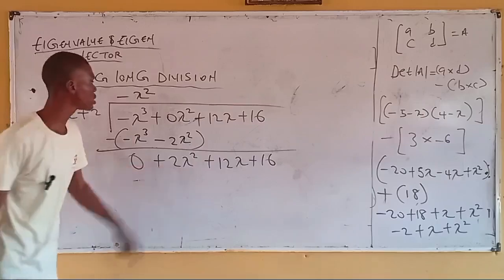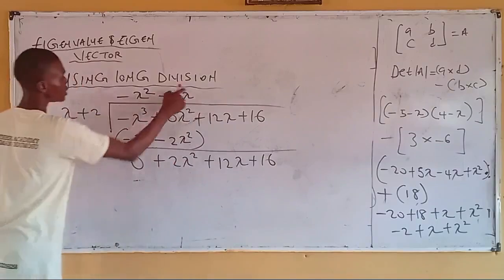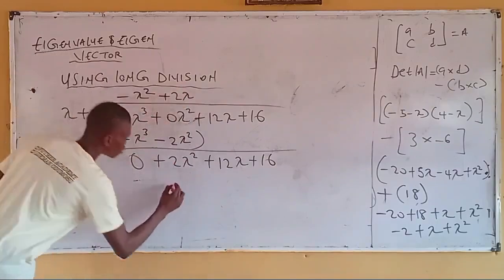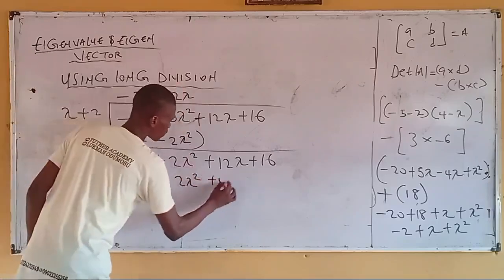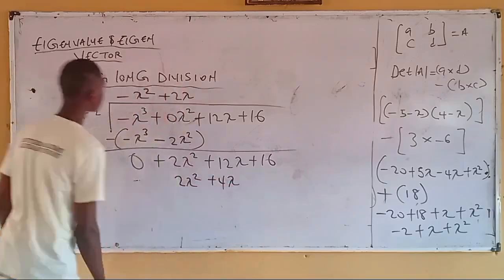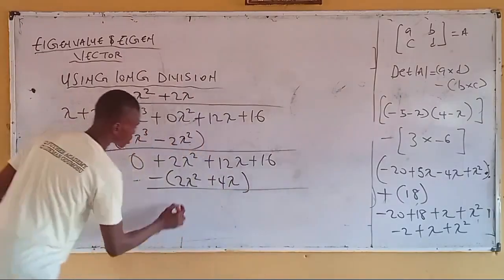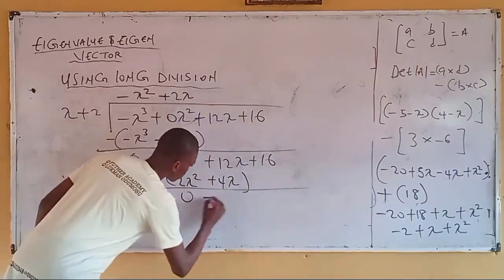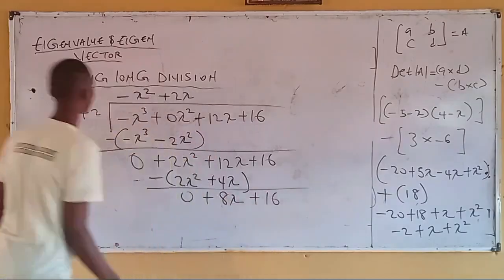Now this divided by this is what? Plus 2 lambda. This time this, that's what? 2 lambda square. This time this is what? Plus 4 lambda, right? Now from here subtract. This becomes what? 0 plus what? 8 lambda plus 16.